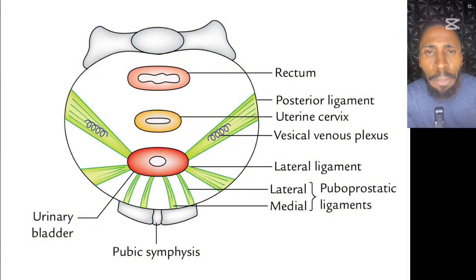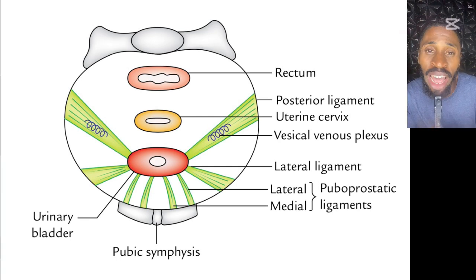So now we have the posterior peritoneal folds of the bladder. The same thing is also covering the posterior ligament at the back of the bladder. Don't forget, the same way we have the true ligament, we have the false ligament. But the difference between the true and false ligament is that the true ligaments are true ligaments.